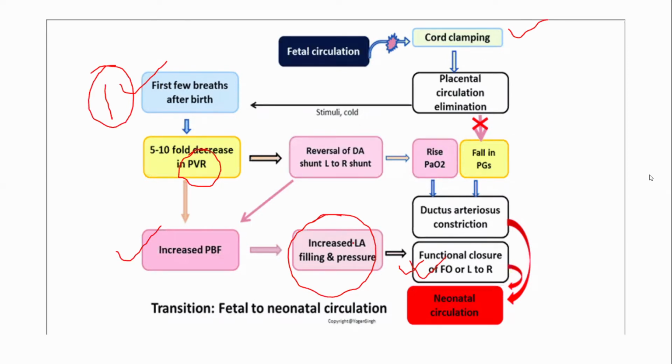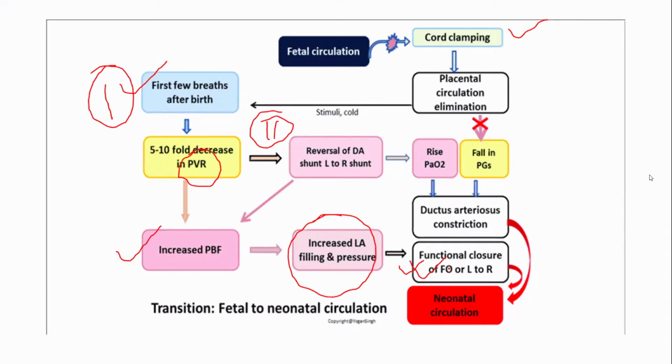Number two, what happens? Because there is a decrease in the pulmonary vascular resistance, there is a reversal in the ductus arteriosus. Why does the reversal happen? Now the pulmonary trunk pressure is also high. So instead of the blood flowing from the pulmonary trunk to the arch of the aorta, it will go to the lungs. So there is an increase in the pulmonary blood flow that also causes increased left atrial pressure, and there is a functional closure of the foramen ovale.